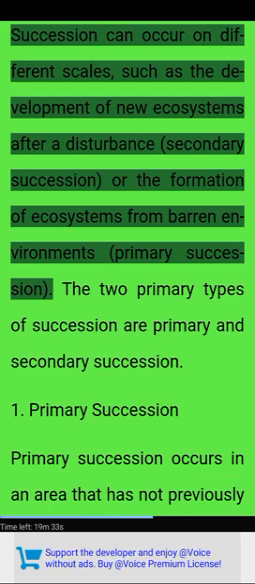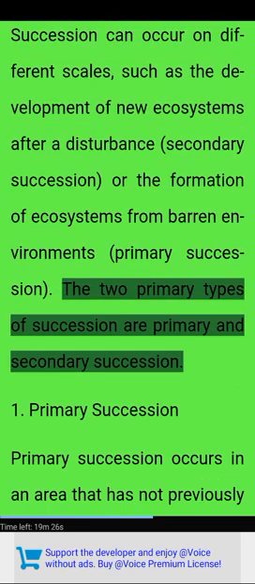Succession can occur on different scales, such as the development of new ecosystems after a disturbance, secondary succession, or the formation of ecosystems from barren environments, primary succession. The two primary types of succession are primary and secondary succession.